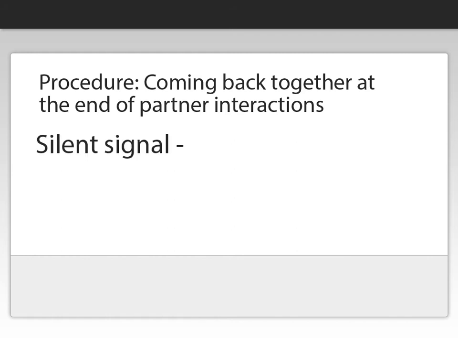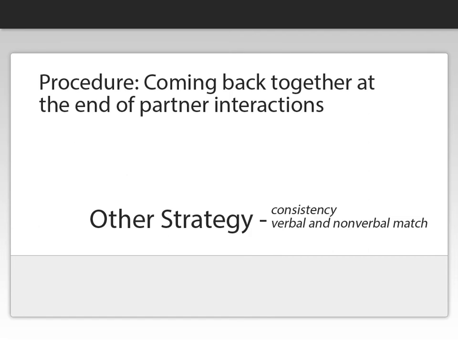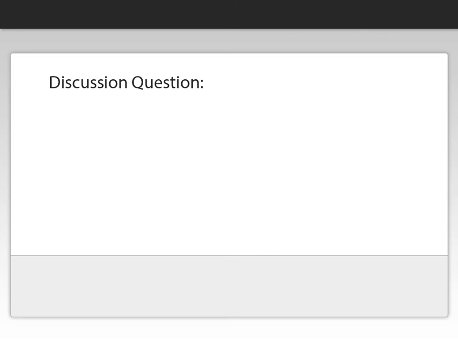If you use a silent signal like a hand raised or 0 noise, be still and silent as you give that signal. If you ring a chime, let it resonate. The chime is instead of your voice, so let the chime do your work. If you have another strategy, use it consistently and make sure that the verbal input matches the nonverbal cue. If you have a variety of inputs, use one at a time. If that strategy doesn't work, wait or practice until it does work, but don't go through a litany of several cues back to back.